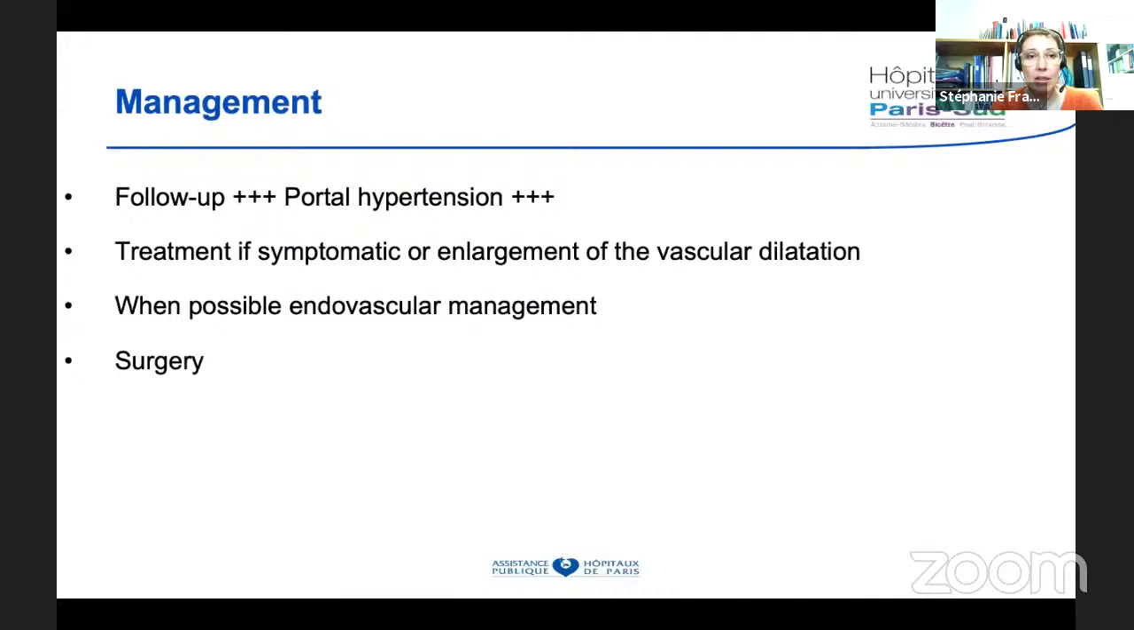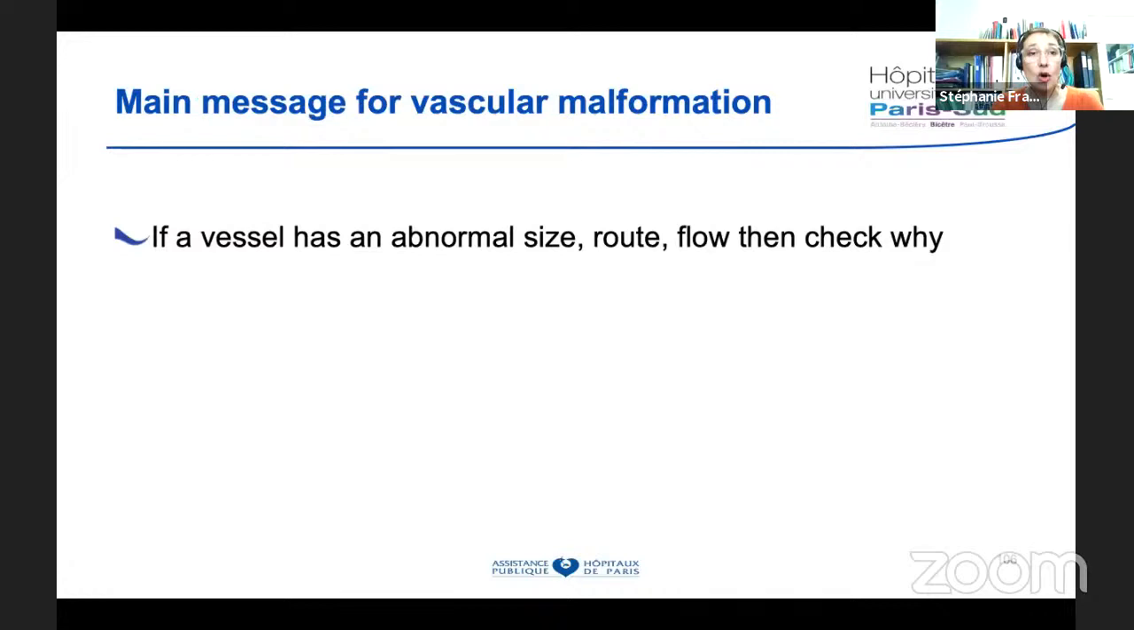For management, when there are no signs of portal hypertension, we follow them up to find signs of portal hypertension. As soon as they are symptomatic or with enlargement of the vascular dilatation, then we try to do endovascular management when possible, or we can do surgery if necessary. So the main message for vascular malformation: if a vessel has an abnormal size or route or flow, then check why, and you have to answer the question.